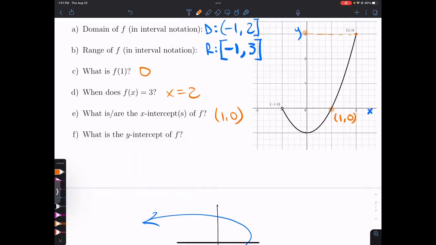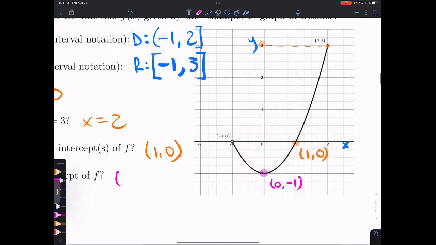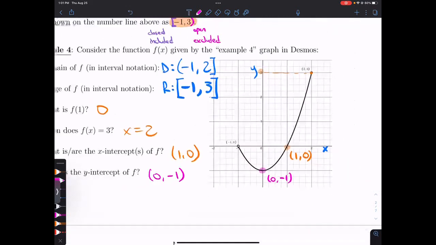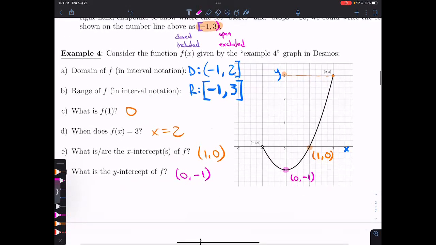What about the y-intercept? Where we cross the y-axis is right there at (0, -1). Good. So again, we're really still just looking at ordered pairs, points, coordinates on the graph. It's just that they get special names because they matter for some stuff when we're talking about intercepts. Stuff that we'll worry more about later.